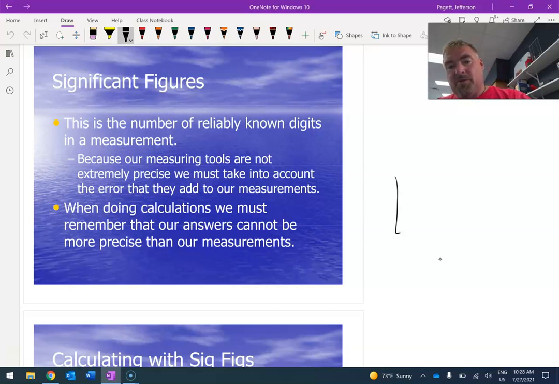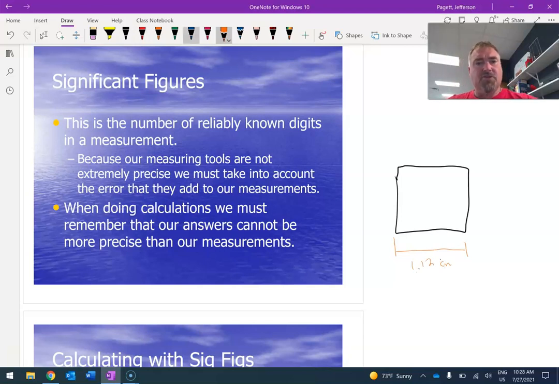If I want to know the area of this particular object, and let's say I can find its length, but I only know it to the nearest centimeter, 1.12 meters. And if I measure this one right here, I get 1.46 meters. Let me change that other one back from centimeters to meters. There we go. So there's my length and my width.